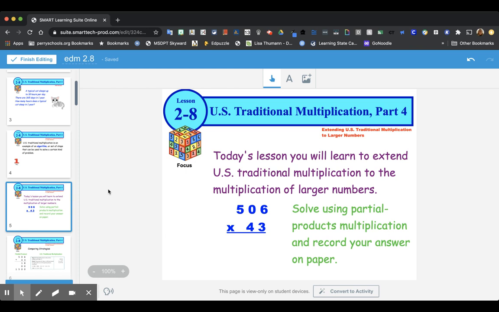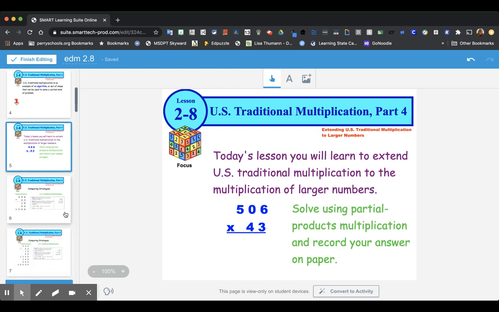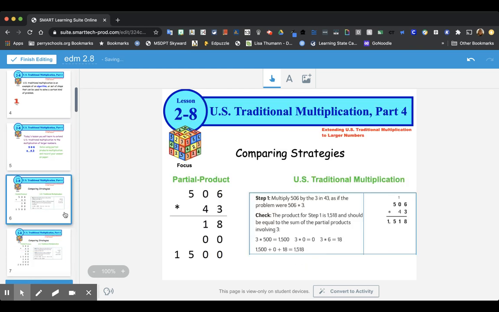Here's an example, 506 times 43. So we're going to take a look at this. And what we have here on the left-hand side is the partial product method, 506 times 43. You can see we're starting off here. What we have is taking 6 times 3 is 18, 3 times 0 is 0, and then 5 times 3, or 500 times 3, is 1,500. And we had to write all that out.